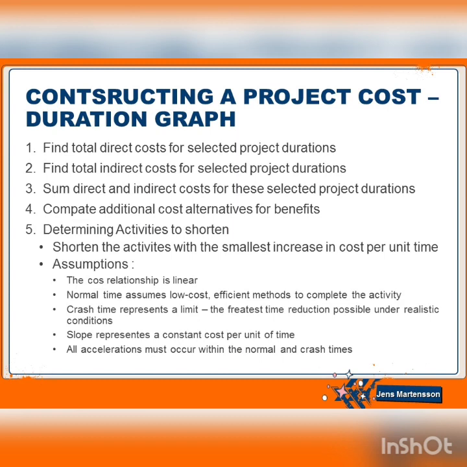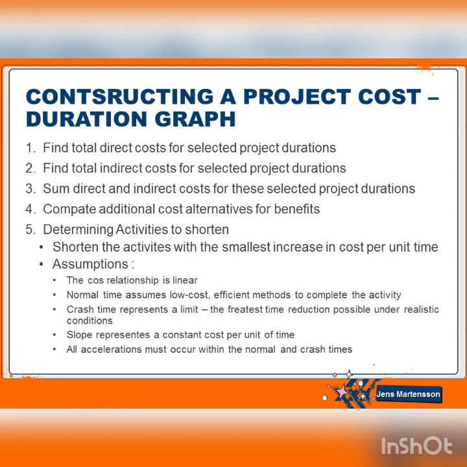Now we will learn about constructing a project cost-duration graph. To construct it, first we find the total direct cost for the selected project duration, and then we find the total indirect cost for the selected project duration. Third, we sum direct and indirect costs for the selected project duration. So we sum both total costs, and then compare additional cost alternatives for benefits.